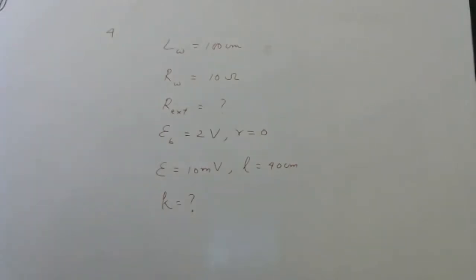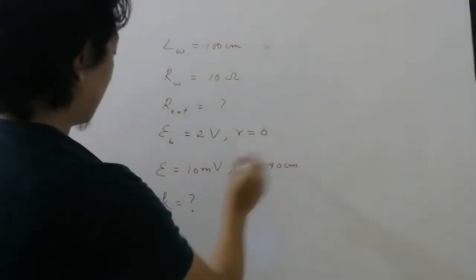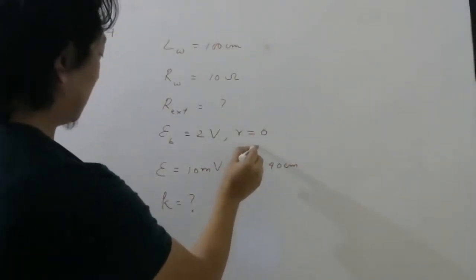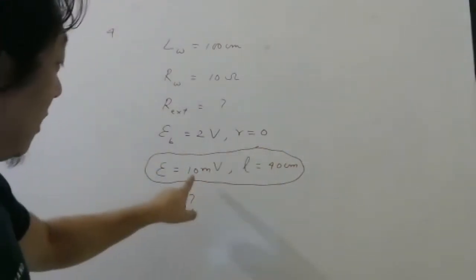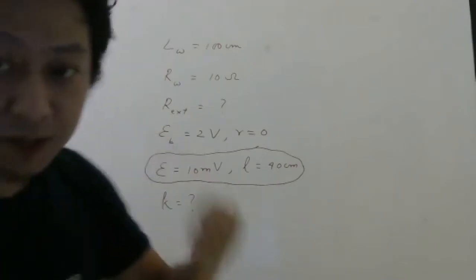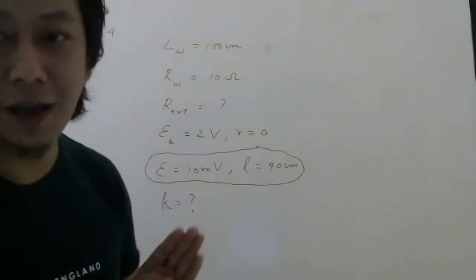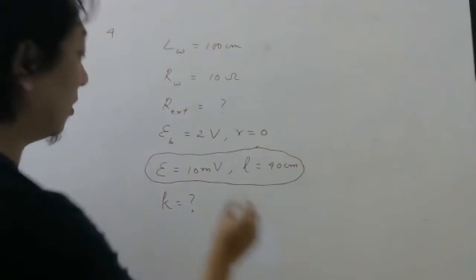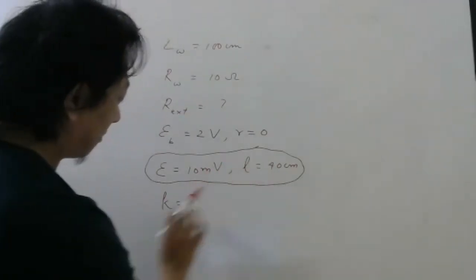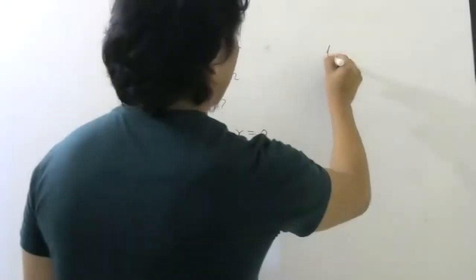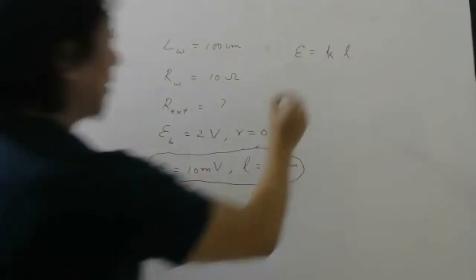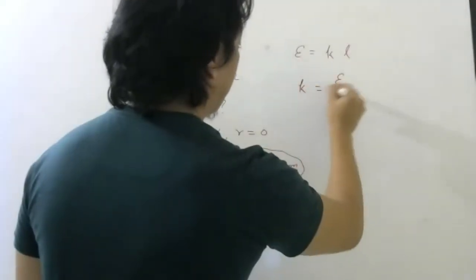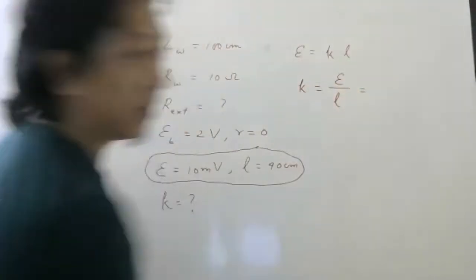Okay. So since this is given, it is a very simple question. The EMF which they are going to measure has been given, and the balance length also. Using this information, I can find K. The EMF that is measured is equal to K into L, correct? So K will be EMF by balance length.